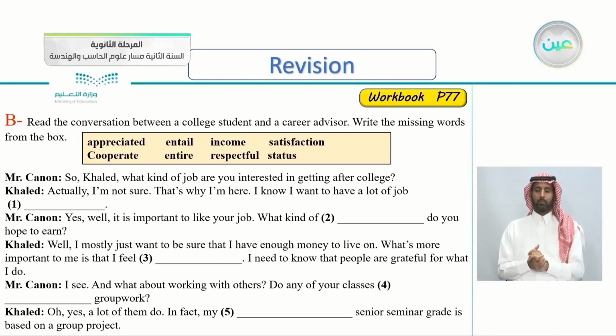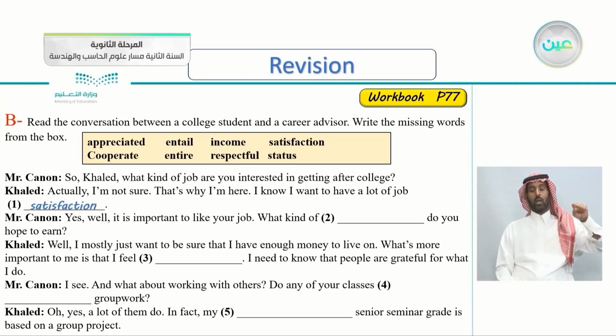And number one is what? I know I want to have a lot of job... so what's the correct word here? A lot of job, what? Yes, the first one is satisfaction. I know I want to have a lot of job satisfaction. So he says here that he wants to be satisfied with his job.